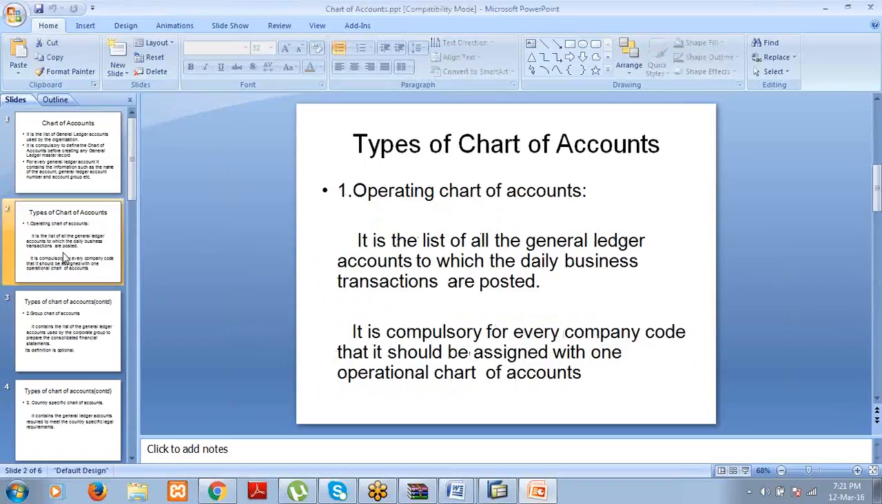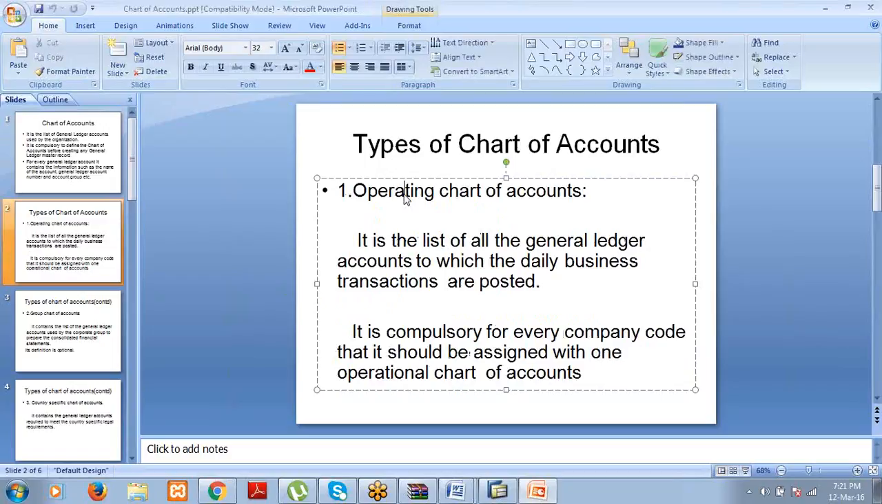See, in SAP, there are three types of chart of accounts. Number one, operating chart of accounts or operational chart of accounts. It is the list of all the general ledger accounts to which the daily business transactions are posted.